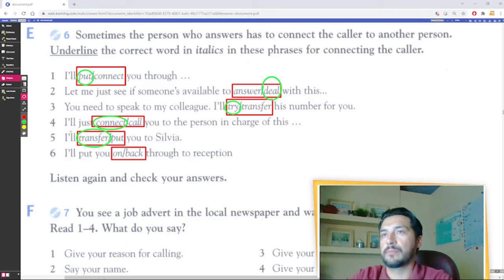Call 6. Hello. I placed an order with you this morning, and I'd like to change something. Sorry, you've come through to the wrong extension. I'll put you back through to reception, and they'll be able to connect you.